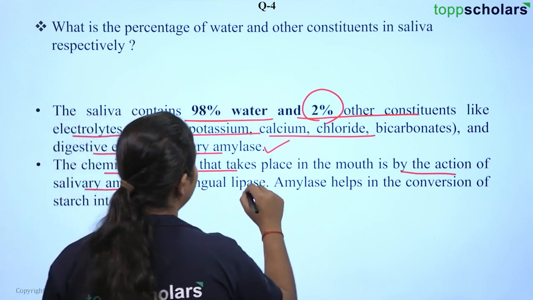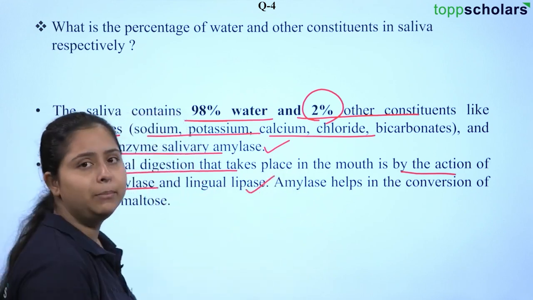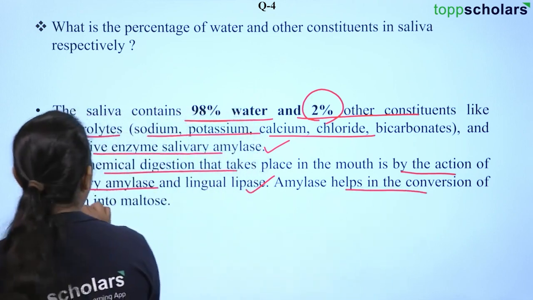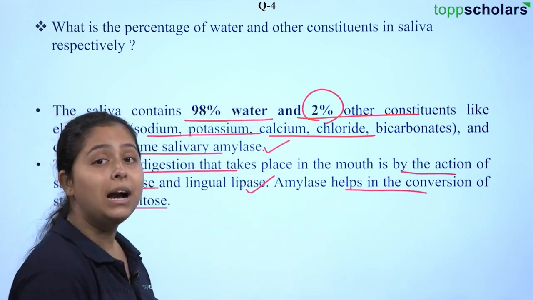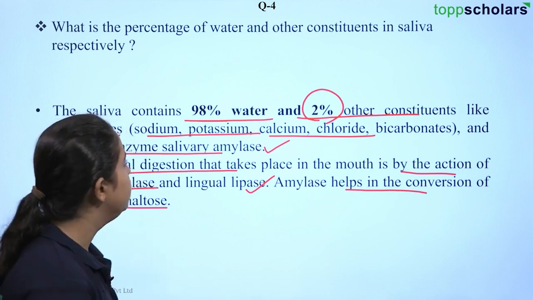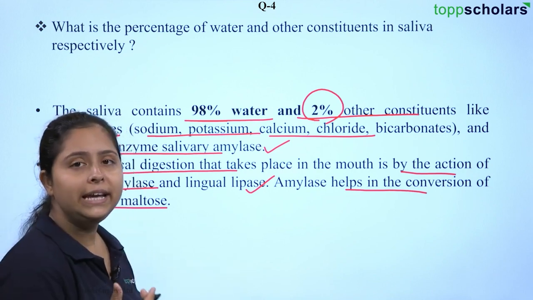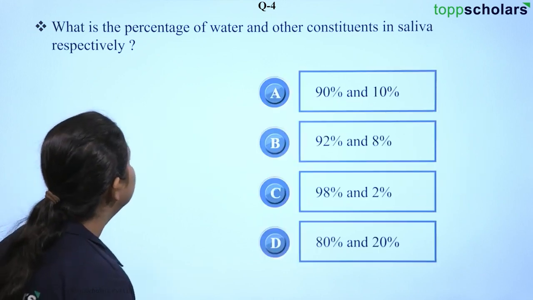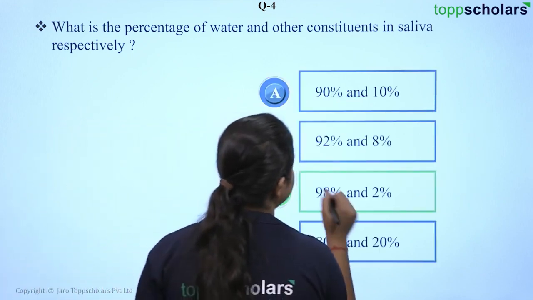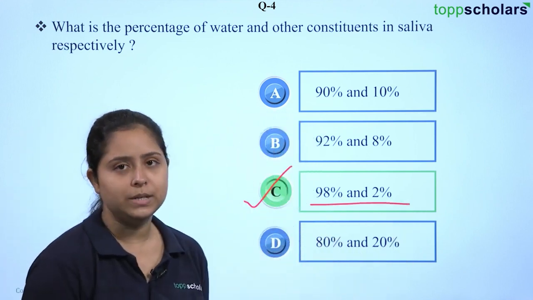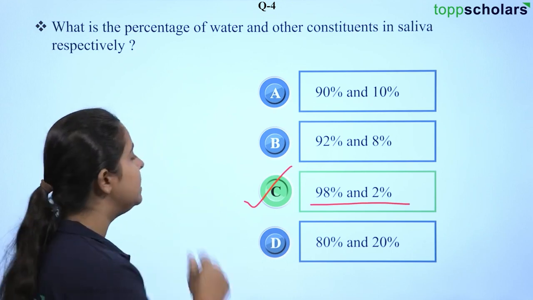Also, we have lingual lipase. This will be acting upon the lipids. Amylase helps in the conversion of starch into maltose. Maltose is a disaccharide of glucose. We should also know about the linkage. What is the linkage in maltose? So, the correct answer over here becomes option C, that is 98% water and 2% other constituents. This is the composition of saliva.